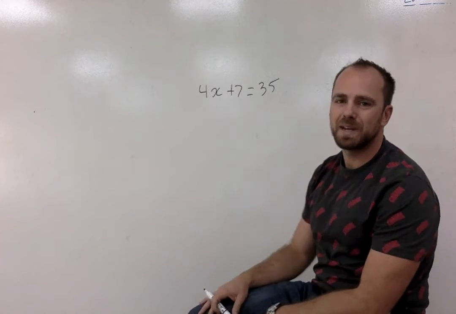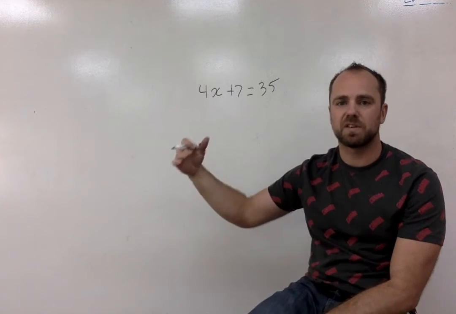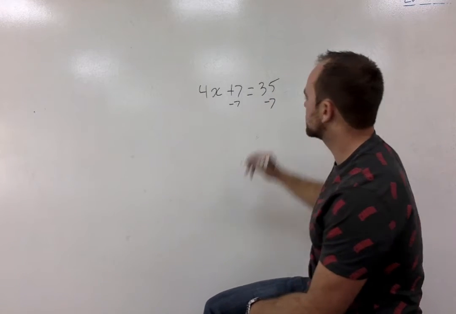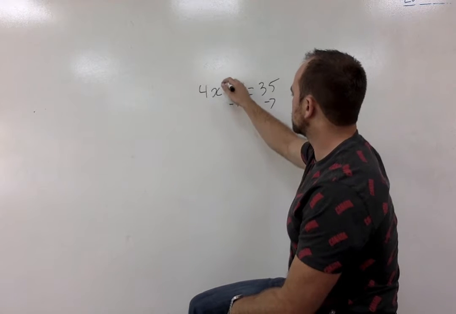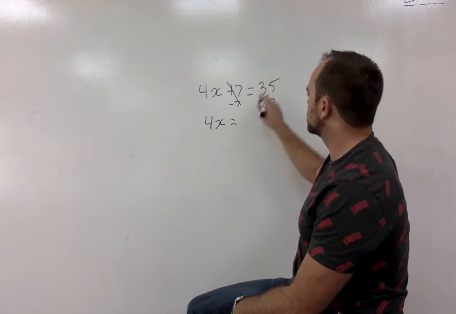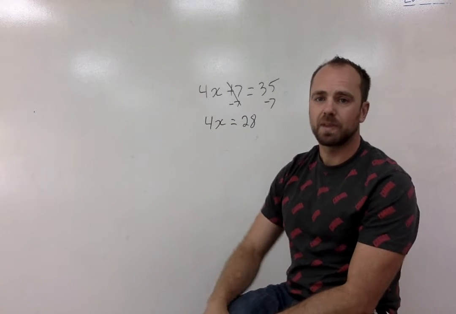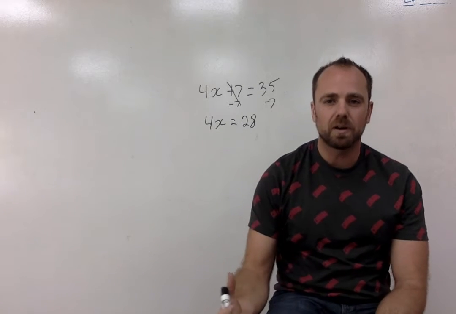But we have to eliminate this first. So we have positive 7. What's the opposite of positive 7? Negative 7. Which means we have to subtract 7 on this side as well. Okay? So once we subtract, this is gone. Our next step is we have 4x is going to equal 28.